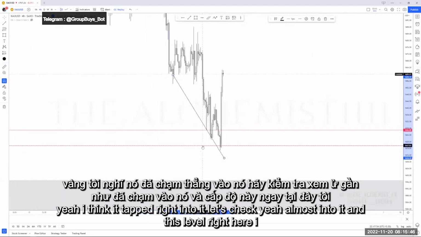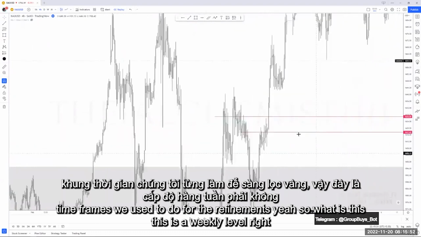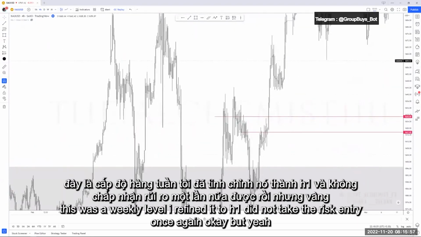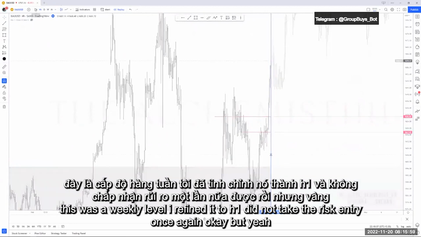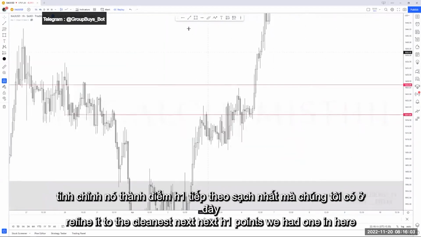And this level right here, I told you, the 4 hour is the time frame that we used to do the refinements, right? Yeah, those are the time frames we used to do the refinements. So what is this? This is a weekly level, right? This was a weekly level. I refined it to an H1. Did not take the risk entry once again. But yeah, refined it to the cleanest next H1 points.